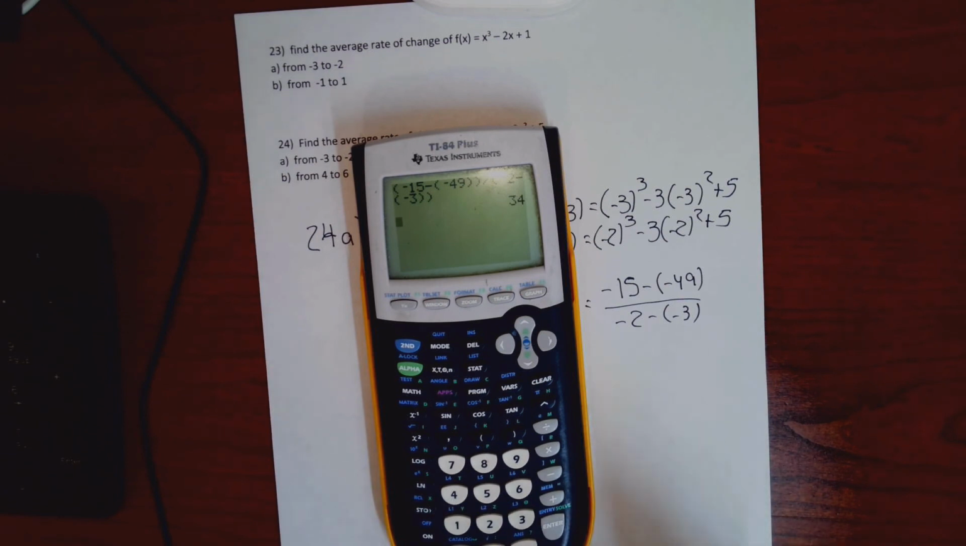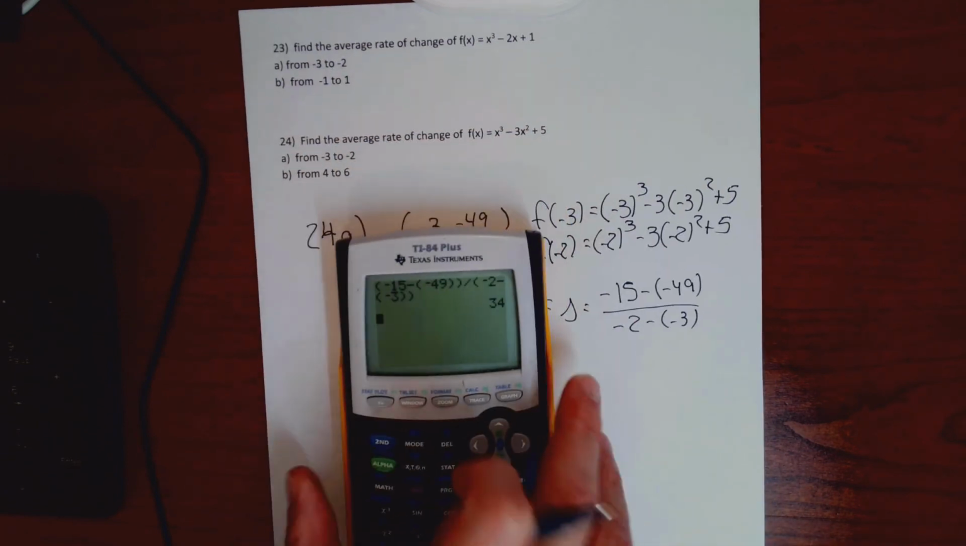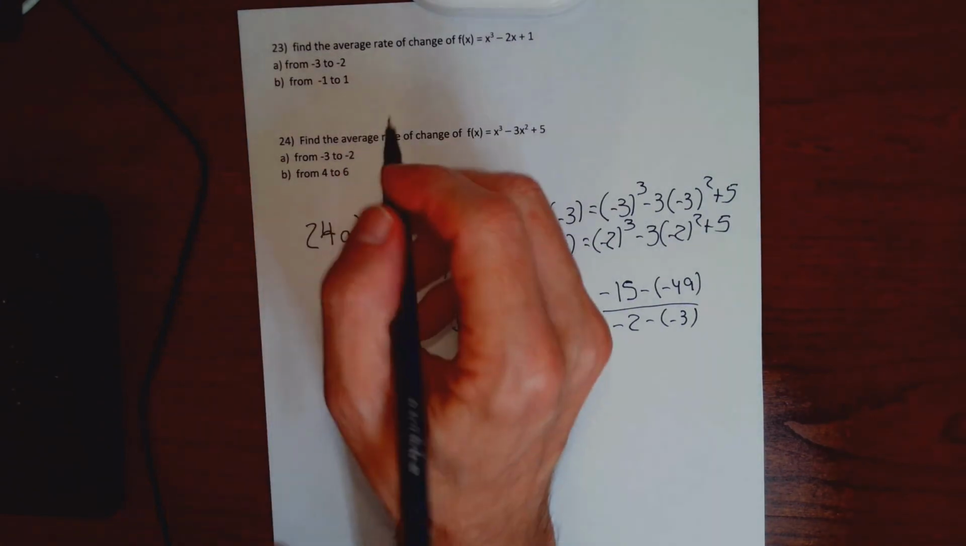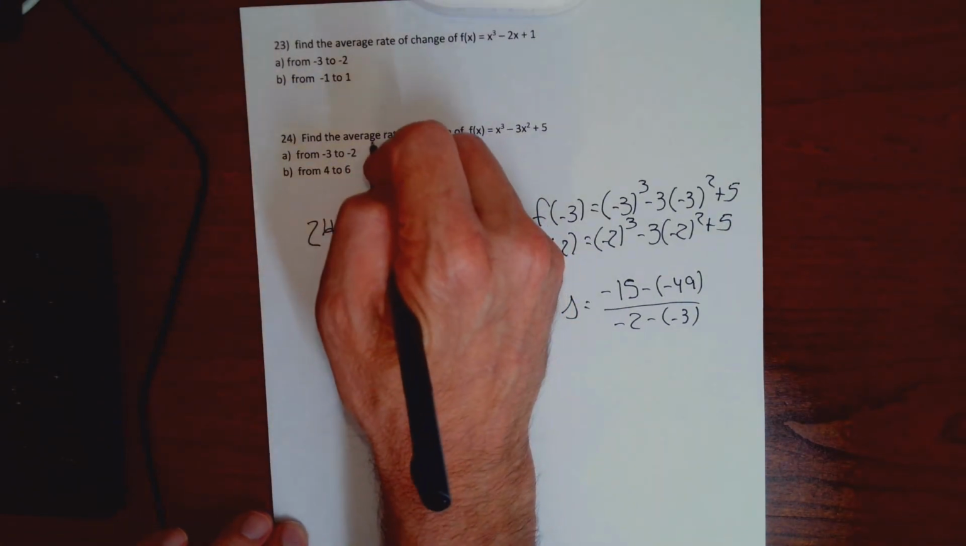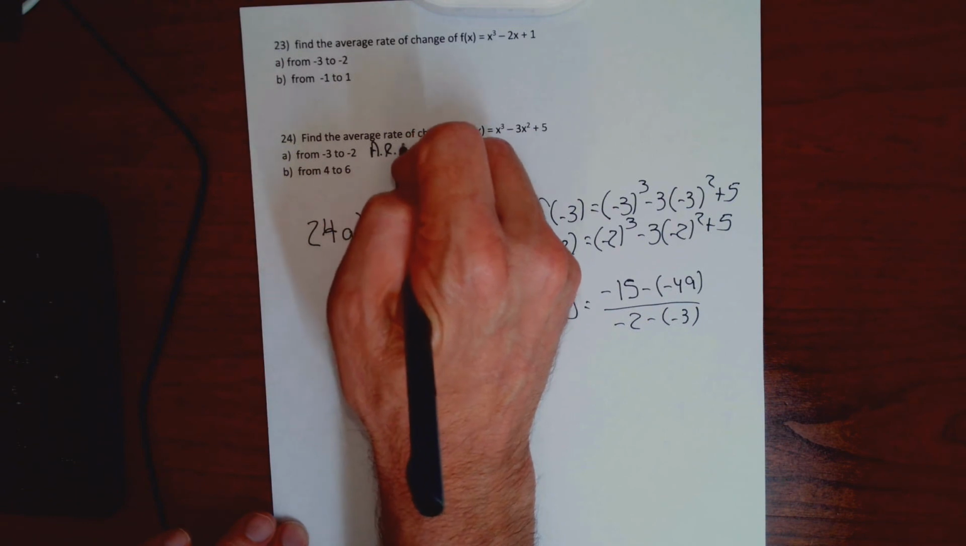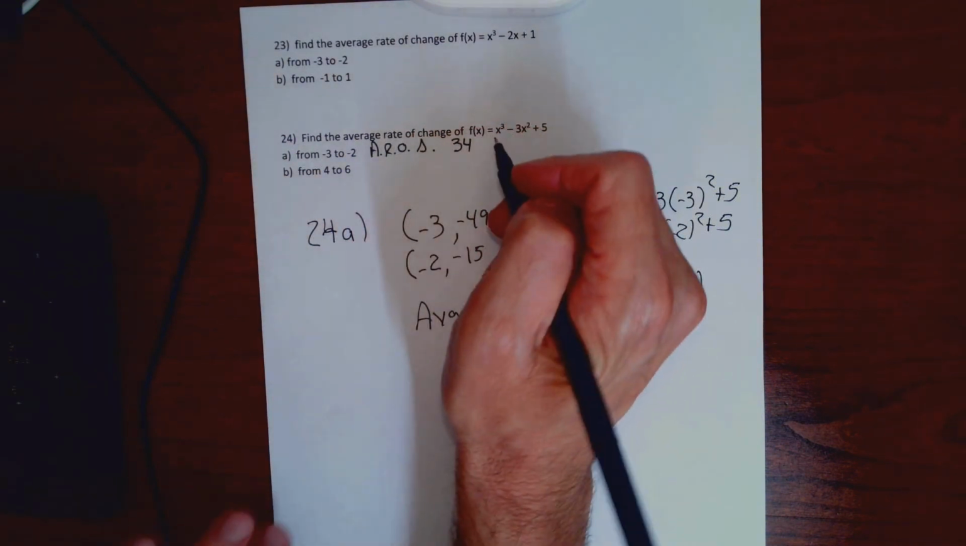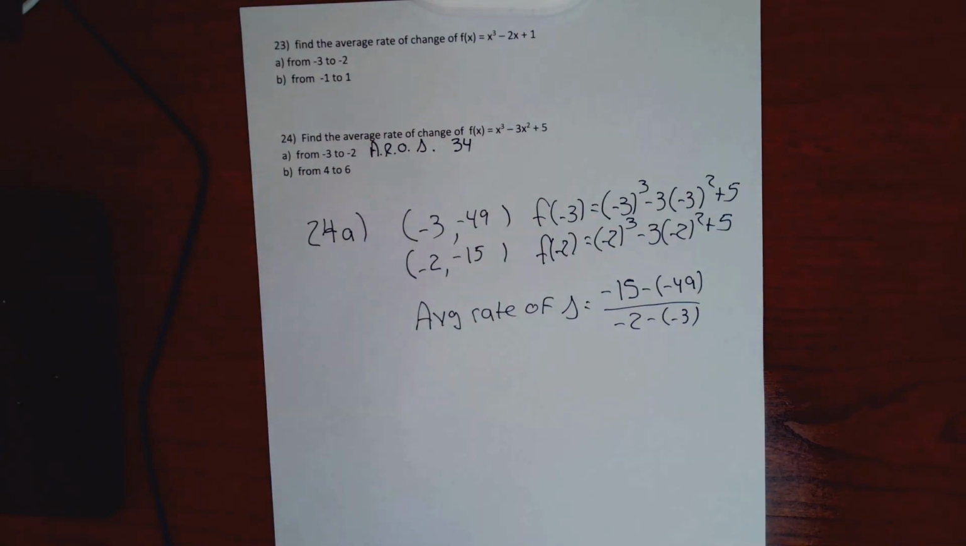You don't have to use your calculators to get the y's. You can get the y's by hand. I don't have any issues with that. So the answer to 24a is the average rate of change is 34. I'm not going to do part B. I don't think it's particularly instructive. It's just going to be exactly the same computations. So give these a go.